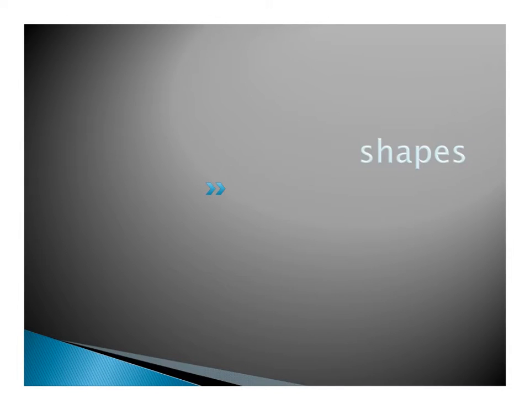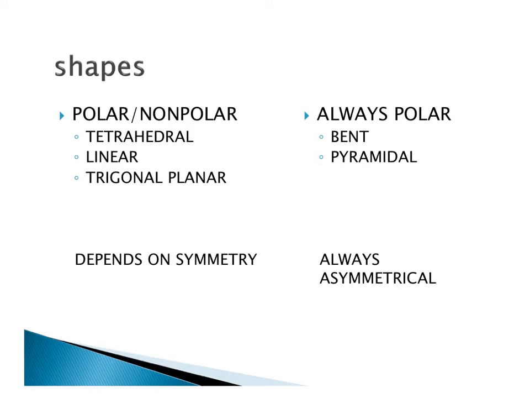So let's take a look at some of these shapes. If you are bent or pyramidal, those molecules are always polar, and they'll always be asymmetrical. However, if the shape is tetrahedral, linear, or trigonal planar, it can be polar or it can be nonpolar. It depends upon the symmetry of the shape.